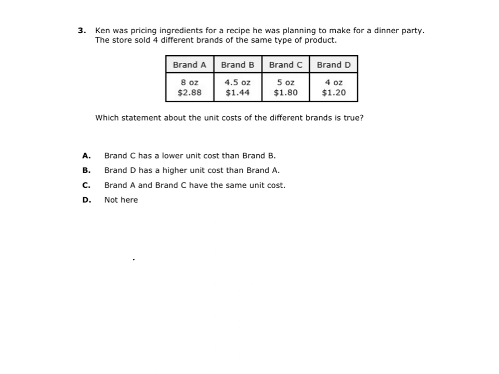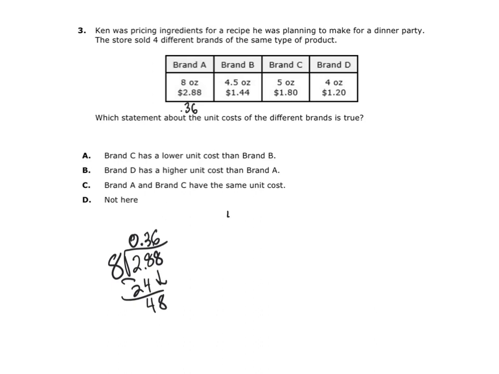So the first one is 288 divided by 8. 8 goes into 2 0 times. Bring our decimal straight up. 8 goes into 28 3 times. That's 24. We subtract to get 4 left over. Bring down the 8. 8 goes into 48 6 times. And that is 48. So we get 36 cents for brand A. Let's move on to the next one. We have 4.5 and 144.